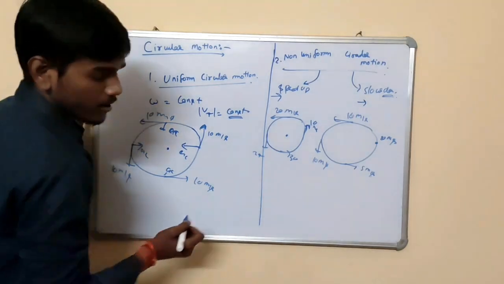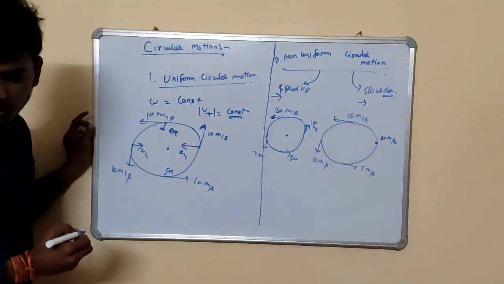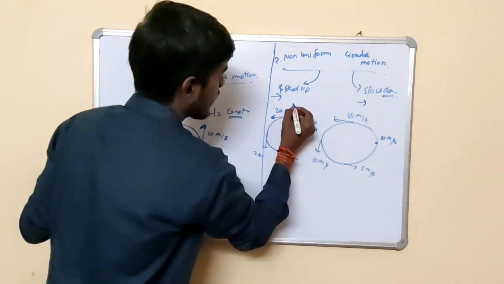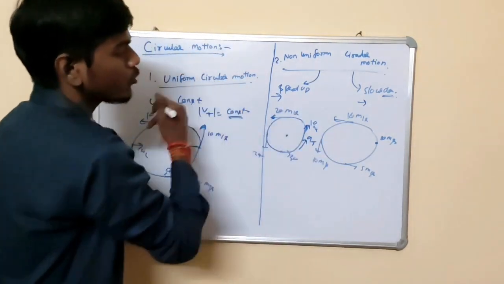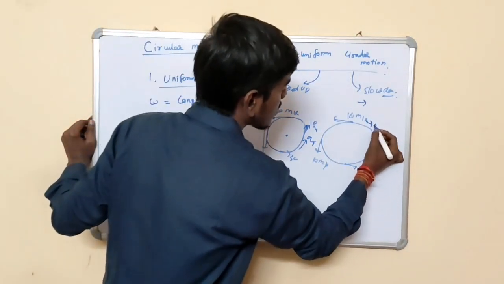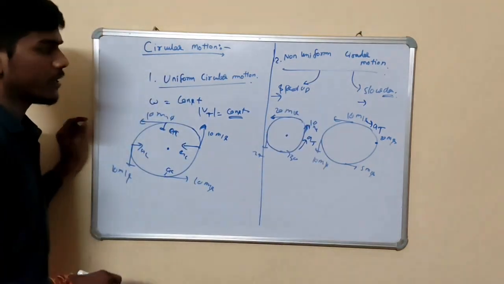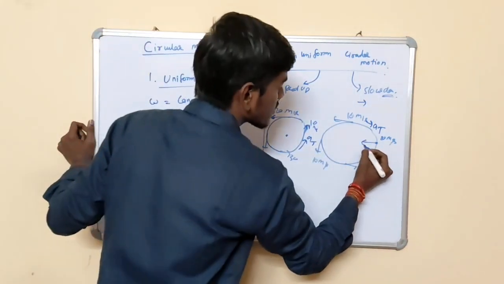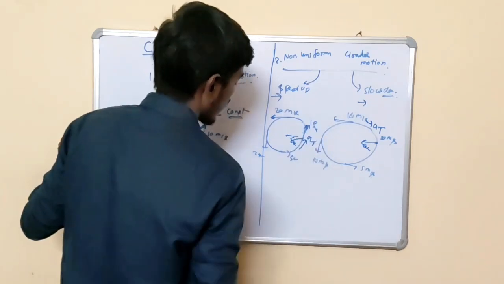So the tangential acceleration in this case will be like this. It will support the motion to increase the velocity. But in the other case, the direction of tangential acceleration will be like this. It will oppose the motion to decrease the speed. But centripetal acceleration will always be there.